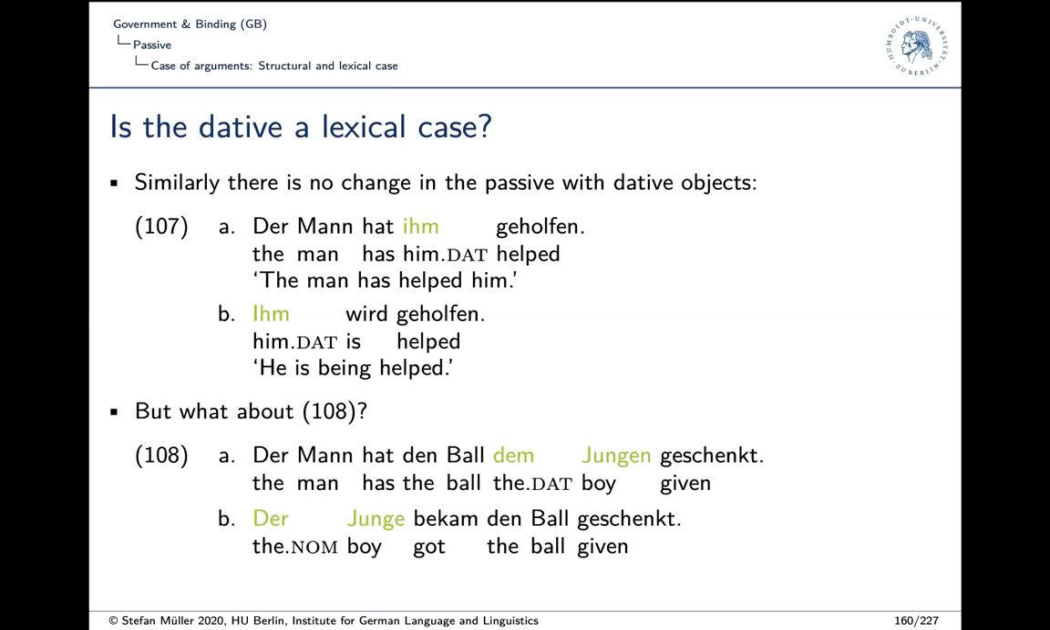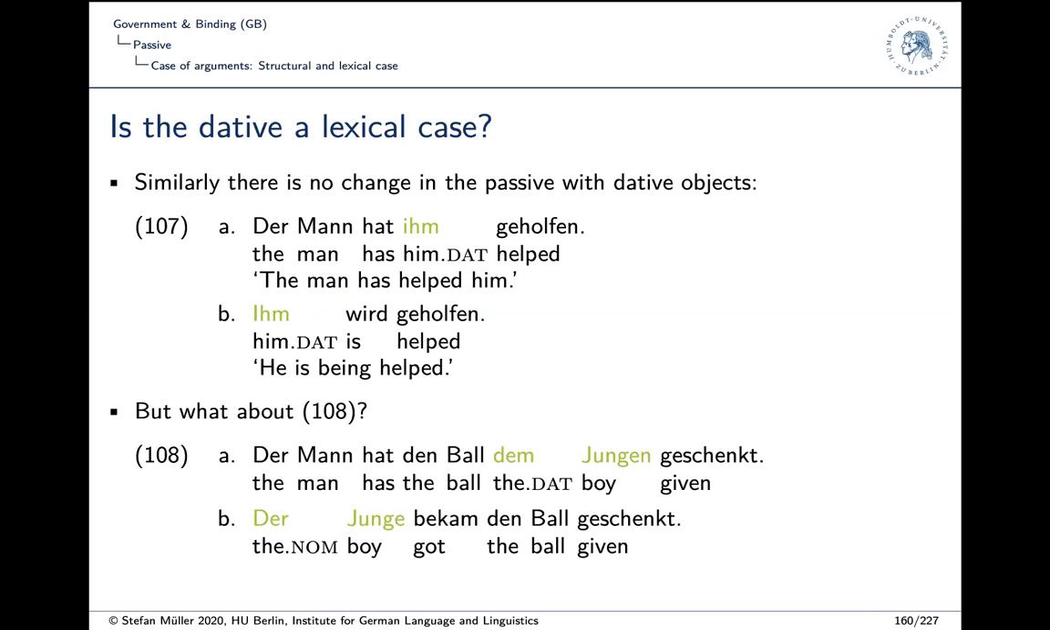But then there is this so-called dative passive. It's a problem. "Der Mann hat den Ball dem Jungen geschenkt." Here we have a dative object, but then we can use bekommen, erhalten, and kriegen, and form sentences like 108b, "Der Junge bekam den Ball geschenkt." Now we have a nominative. So if we apply our criterion saying that if the case changes according to the syntactic environment, it should be a structural case, we have a problem. One suggests that it doesn't change, the other suggests that it does change. What do we do? We are stuck.